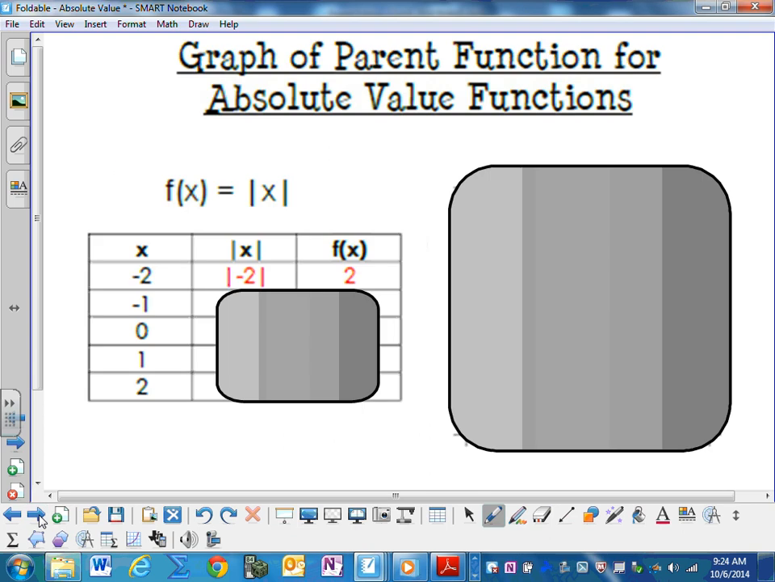So now let's look at the graph of an absolute value function. It's a little different. So here we have the notation f of x, which indicates it's a function. So f of x is equal to the absolute value of x. So we're going to plug in some values for x and see what f of x or y is, and then we're going to plot them. So when x is negative 2, when we take the absolute value of negative 2, we get a positive 2. So go ahead and try the others.